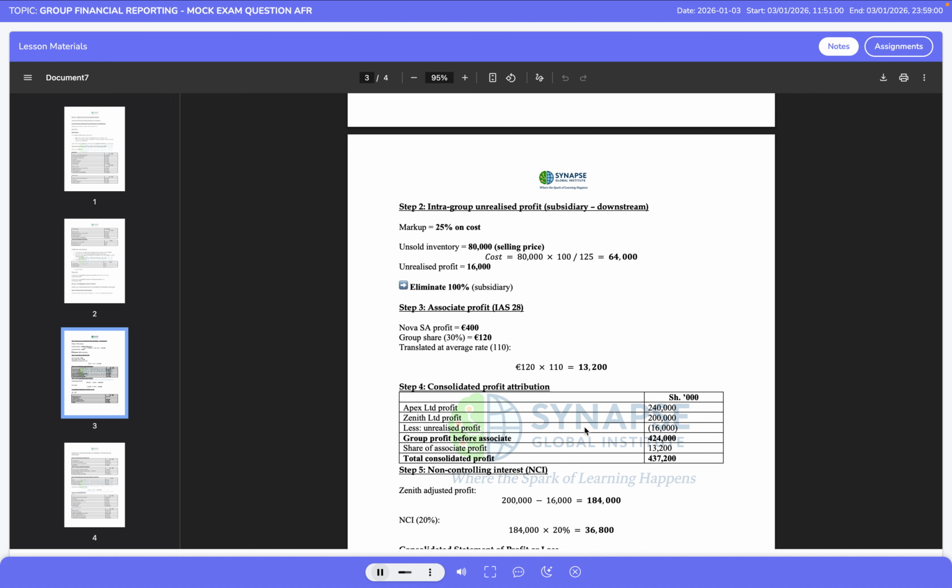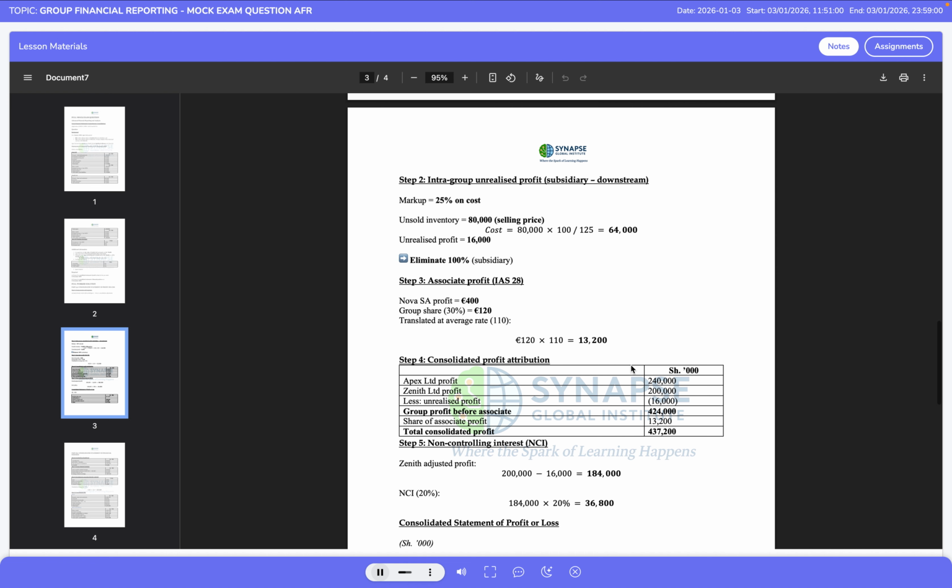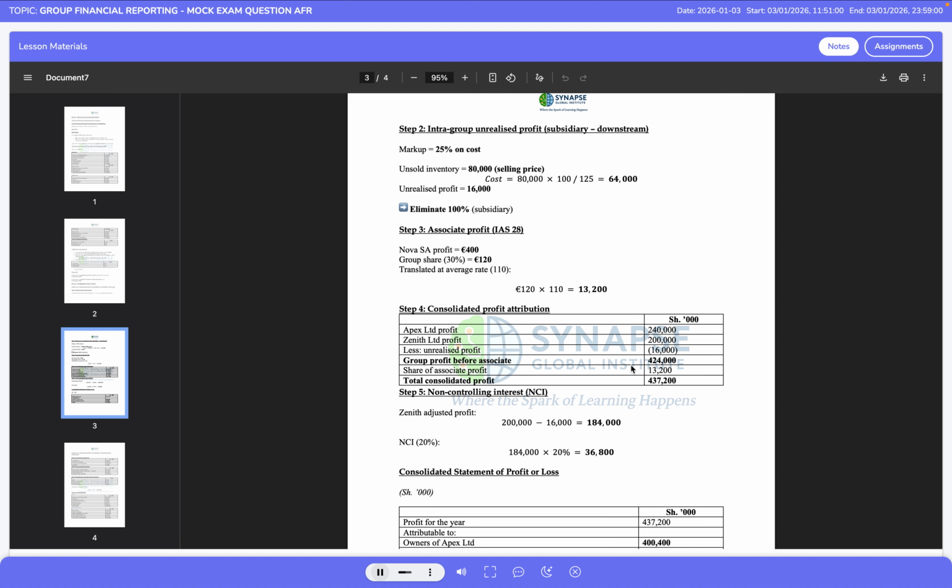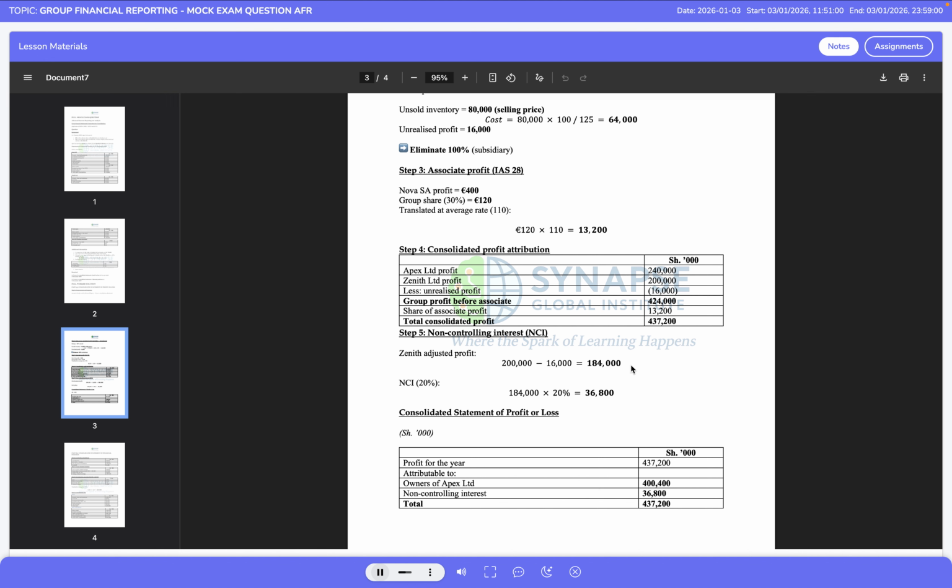IAS 28. The consolidated profit calculation then combines Apex Ltd's profit of 240,000 shillings with Zenith Ltd's profit of 200,000 shillings, deducts the unrealized profit of 16,000 shillings, and adds the share of associate profit of 13,200 shillings. This results in a total consolidated profit for the year of 437,200 shillings. This profit must then be attributed between the owners of Apex Limited and the non-controlling interest.